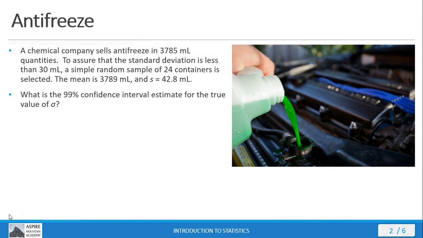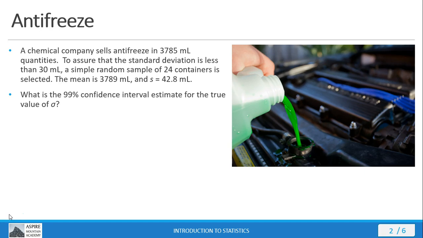So the first example problem we want to look at involves antifreeze. Chemical companies sell antifreeze in quantities of 3,785 milliliters. We want good quality control, which means our standard deviation needs to be small. The threshold value that we need to get below is 30 milliliters. To assure this, we take a simple random sample of 24 containers off the line.